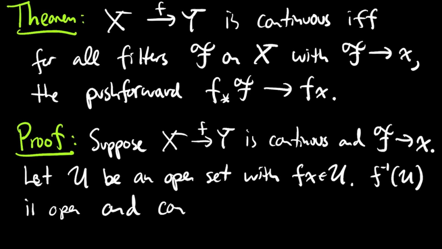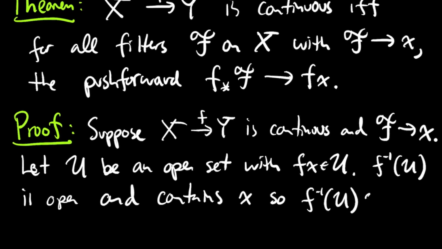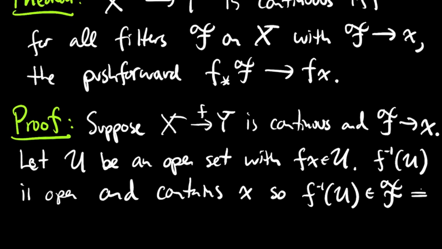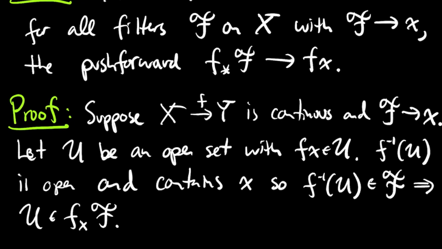But because it's an open set around x, it's in the filter script F. By definition of the push-forward filter, since f inverse of U is in script F, U is in the push-forward filter.